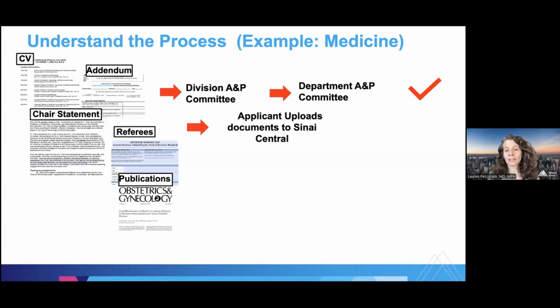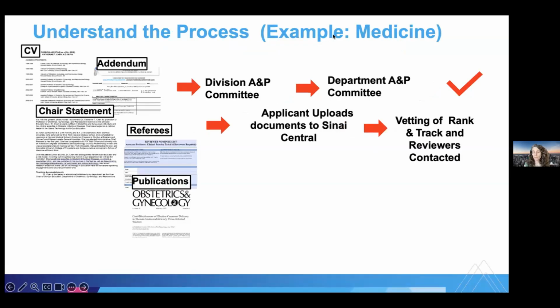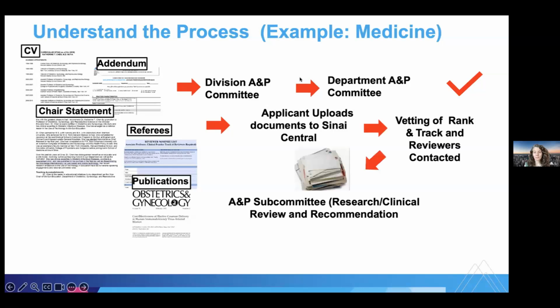what is called the Sinai Central tracker. And I don't have a picture of that because it's a little complex, and I invite you to look at our APT video from last year, which has a sort of guidance on what the tracker looks like and what you need to do. But essentially, you need to input your reviewer list and your publications. It then goes to a committee within the APT committee, so a smaller group really vets and makes sure that the rank and track are appropriate. And then if so, the reviewers are then contacted.